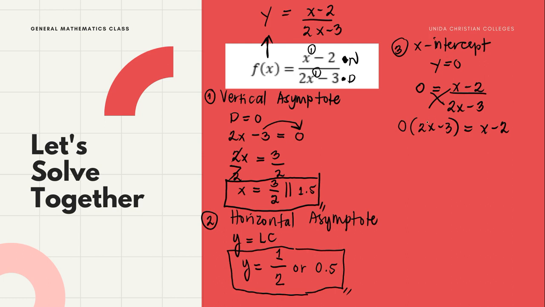But since this is being multiplied by 0, then of course, the answer is 0. And then copy sa nasa right side, which is x minus 2. And then transform, the value of our x will be equal to, since this is negative, it will become positive 2. So, what will be our ordered pair? Ordered pair will be (2, 0).